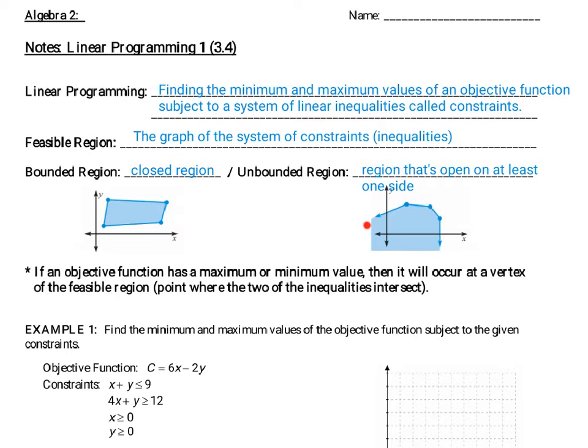So you can see here on the bottom on the left side, there's nothing containing it. This is an unbounded region. If an objective function has a maximum or minimum value, then it will occur at a vertex of the feasible region, so a point where two different inequalities intersect. So on your pictures above, they're located at the points that you see in either the unbounded or the bounded regions.